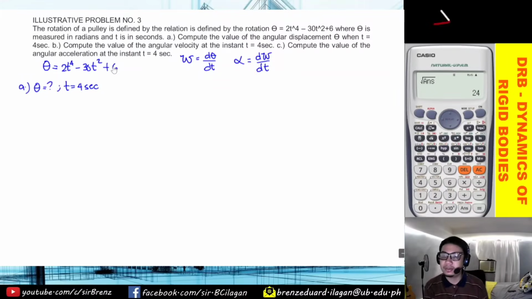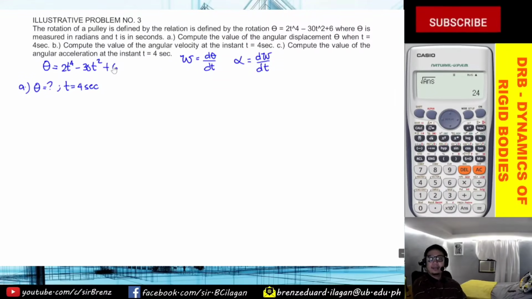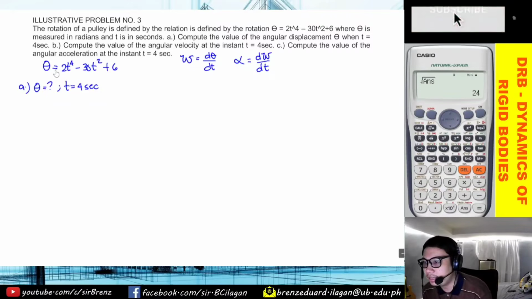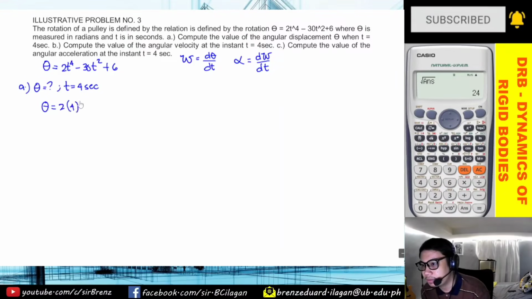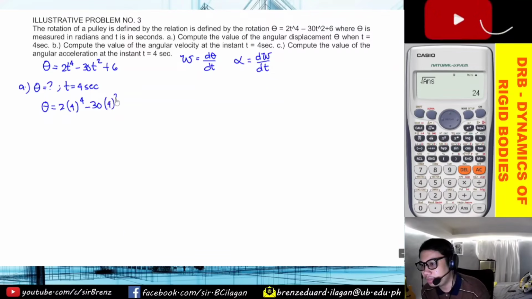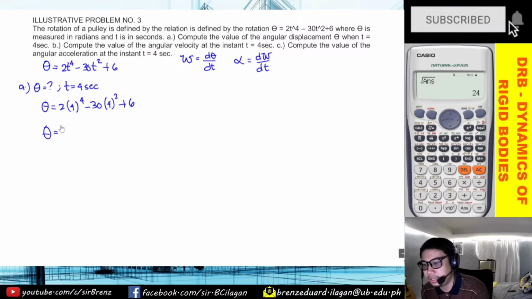So, anong gagawin mo for letter A? So, tama. By directly substituting the value of t as 4 seconds, makukuha natin yung kanyang angular displacement. So, 2 times 4 raised to 4 minus 30 times 4 squared and then plus 6. Again, ang unit natin dito is in radian.